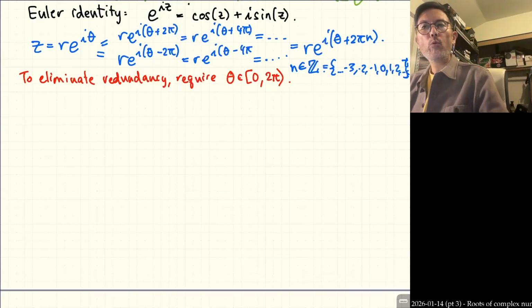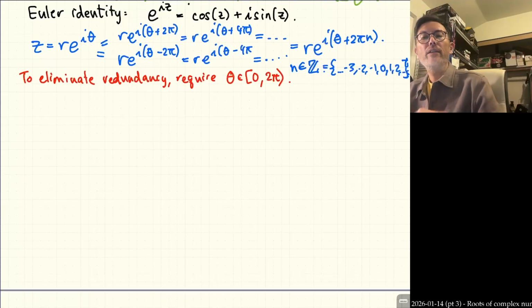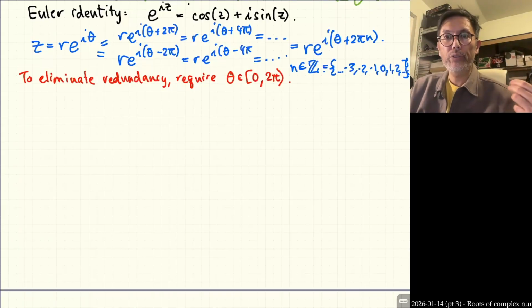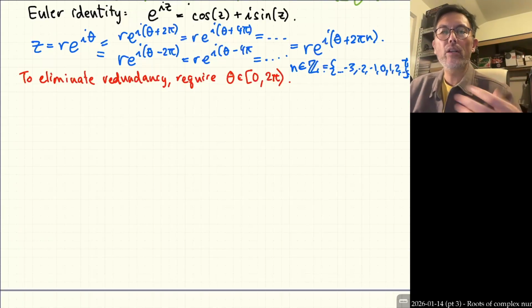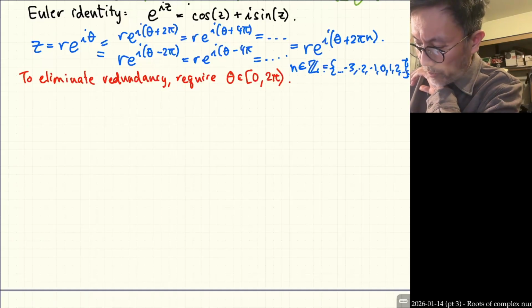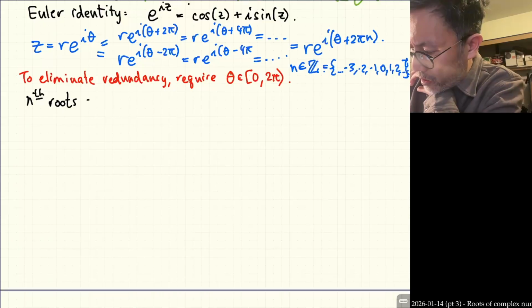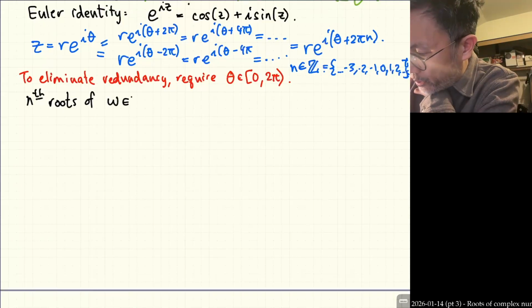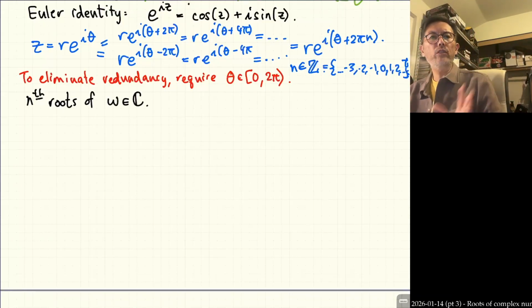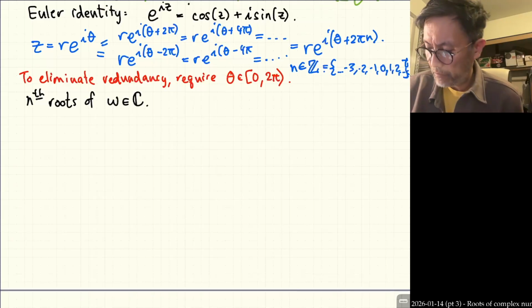But for now, we want to use this ambiguity to help us find roots, nth roots of complex numbers. So nth roots of complex numbers, let's say w in C. Okay, so first of all, what do I mean by an nth root? So, definition.